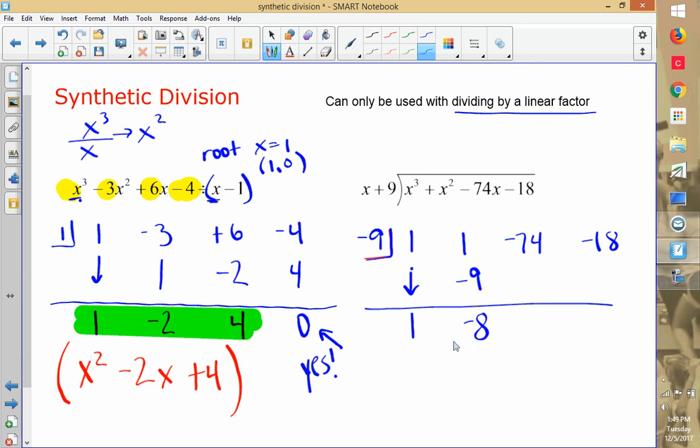Negative 9 times negative 8 is negative 72. No, it's not. It's positive 72. We're going to add negative 74 plus 72, and I'm going to get negative 2.